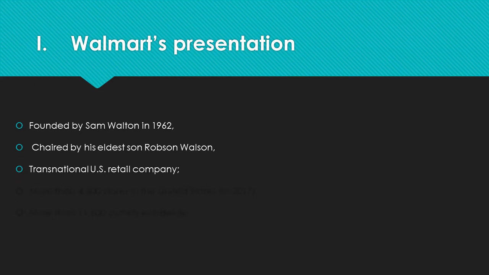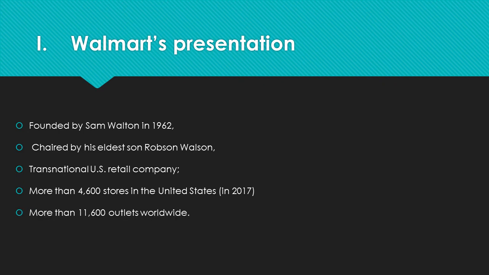The Walmart company is a transnational company in the US. According to the Bartlett and Ghoshal matrix, a transnational company is between multi-domestic and global strategy. It is a strategy where the firm makes some concession to local taste too, for example, one mark in China with the economies of scale. And then the company had more than 4,600 stores in the United States in 2017, and more than 11,600 outlets.